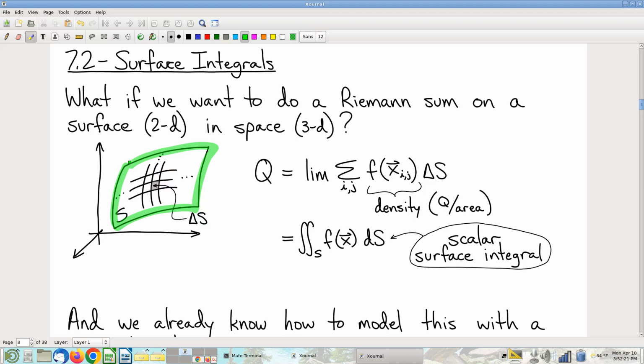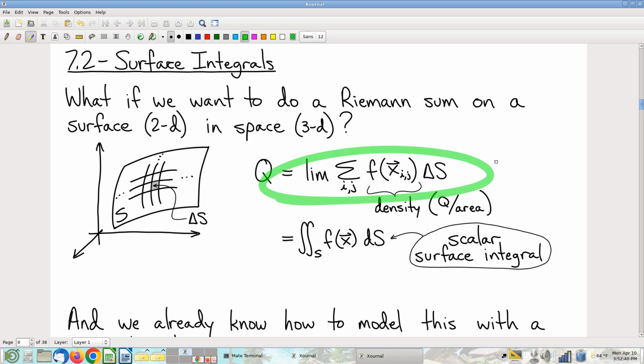How would I compute the total mass of that sheet of metal? How would I compute the number of ants? Whatever. How do I chop it up, add it up on a surface? Well, we're going to write down the exact same idea that we have in previous circumstances. That is a Riemann sum.